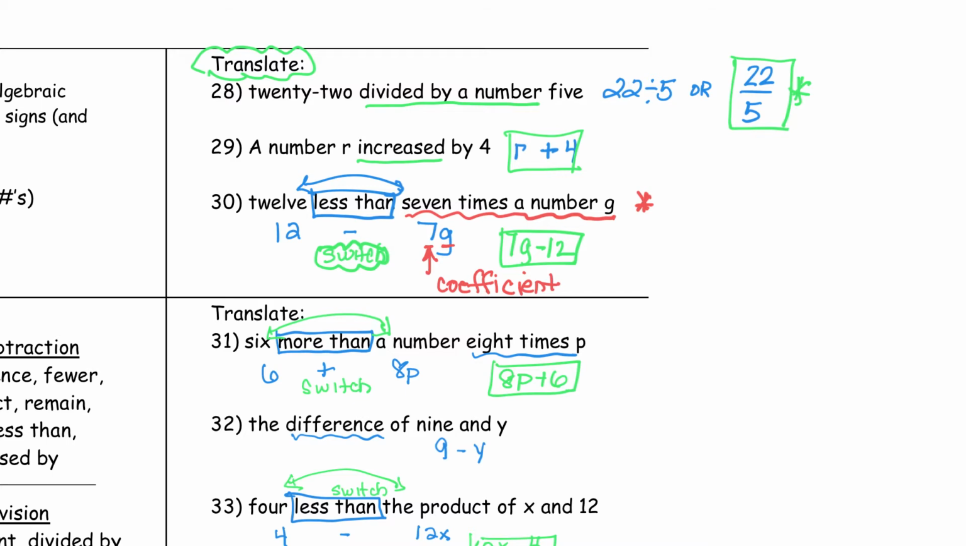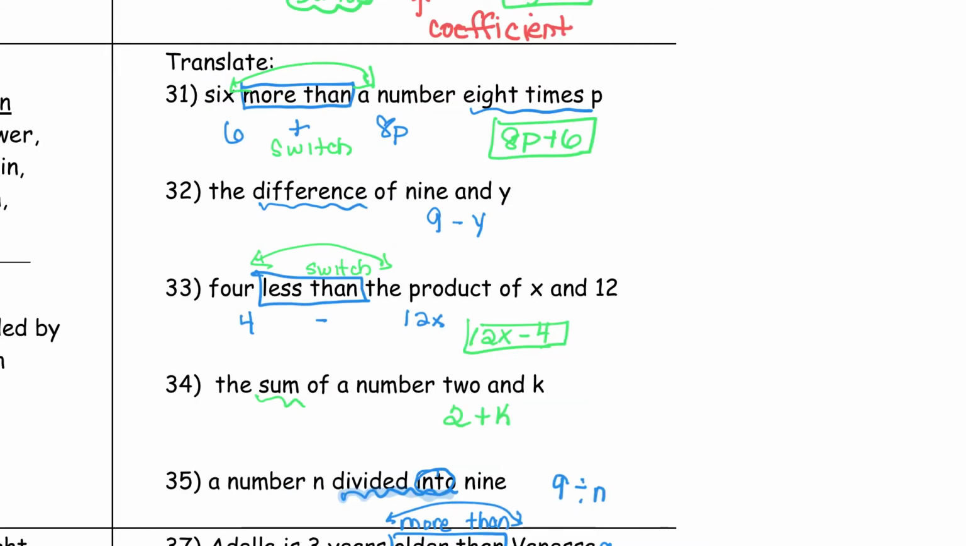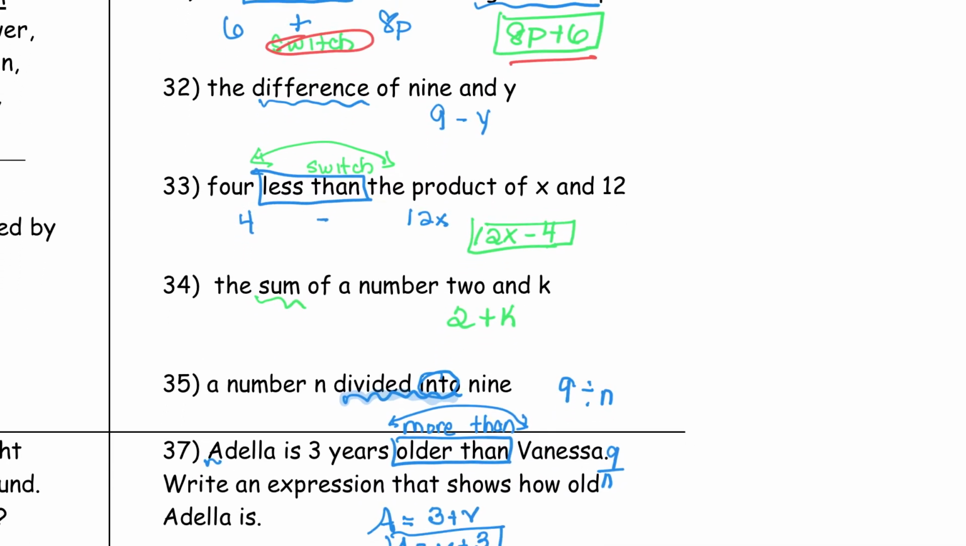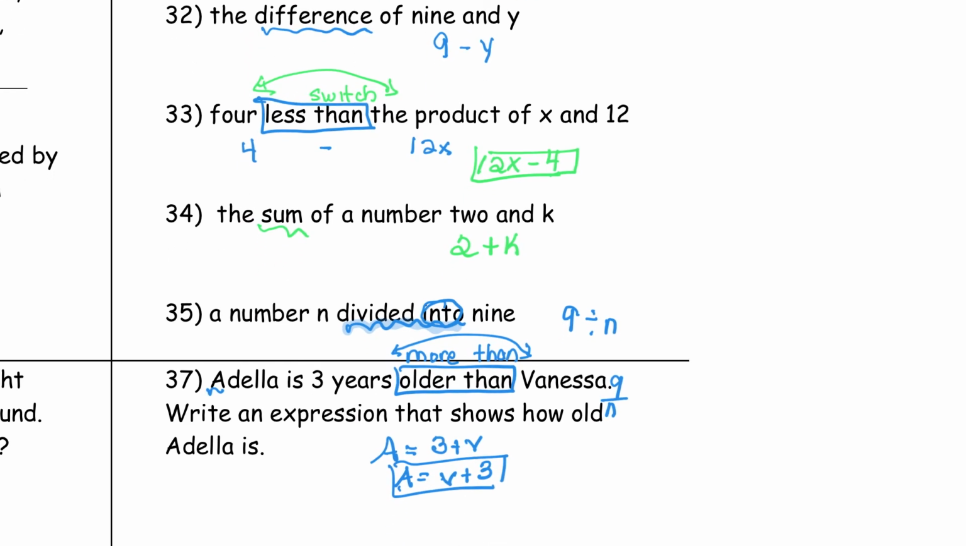Let's move on to 31. Number 31, 6 more than a number 8p. Okay, make sure it's a switch word. So make sure you switch the order. 8p plus 6. 32, the difference of 9 and y, 9 minus y. 33, 4 less than the product of x and 12. Be careful, it's a switch word. So it's 12x minus 4.